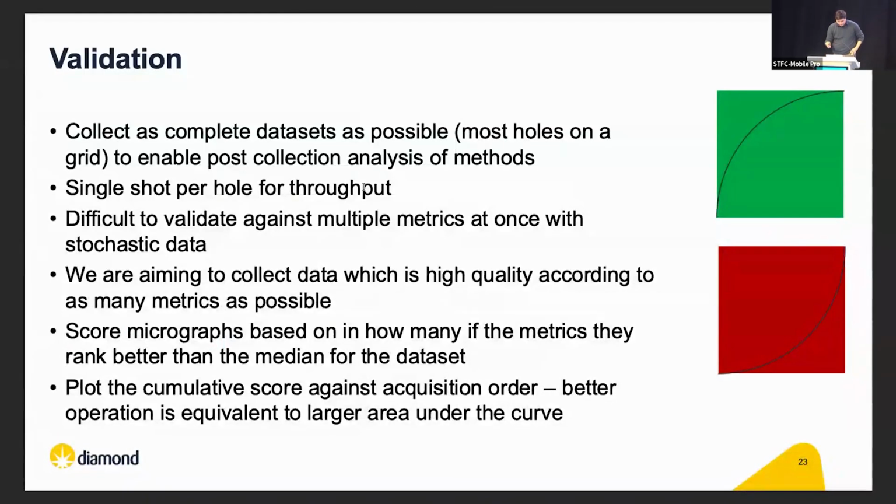And one of the other things is you don't want to just validate on a data set that a human has already chosen the positions of, because you're getting a biased data set. If you're trying to fully automate, you're going to see the whole grid, and you need to check that your system wouldn't drive to some crazy area of the grid. So in order to do some validation checks, we collected a few very complete data sets, where we were collecting on the majority of the squares on the grid and in every hole of each of those squares, doing single shot per hole to get the throughput up.